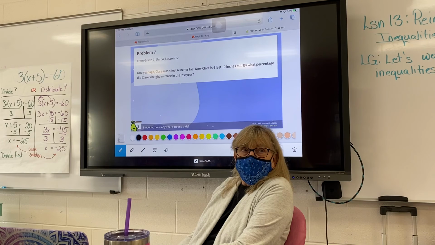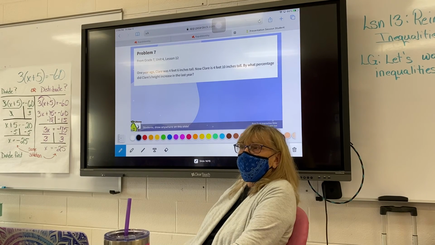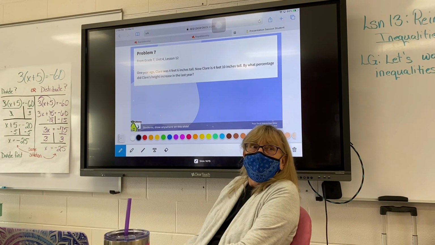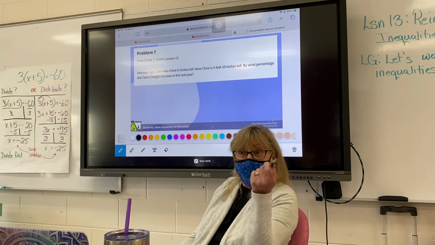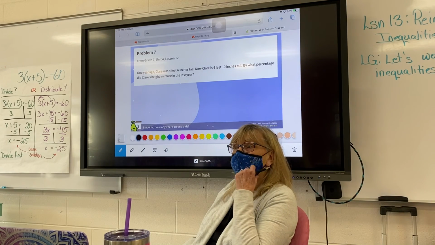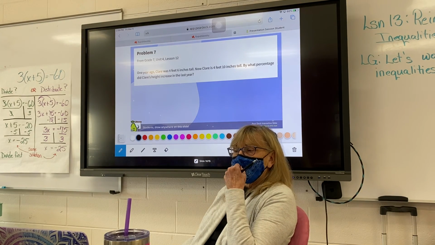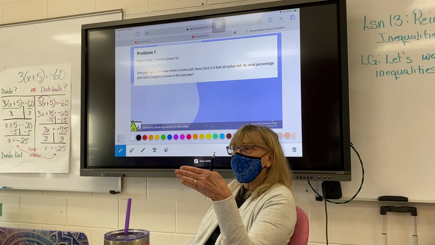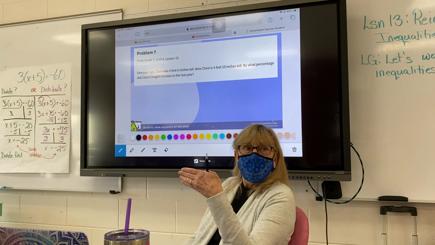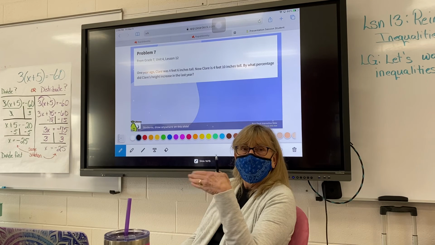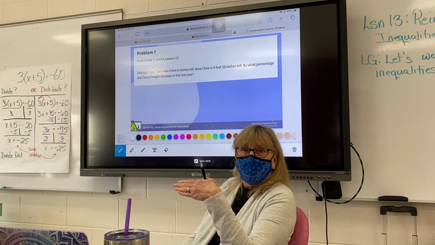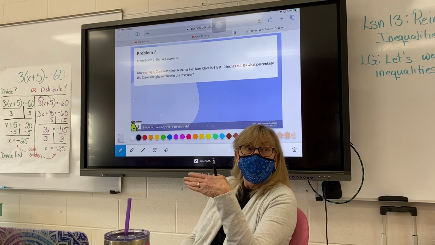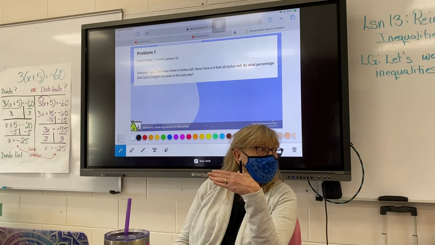Do we want to use a tape diagram? No. Do we want to use a percent of formula? Percent of change. Good, you recognized it as a percent of change. So we want to know how much the change is in relationship to what? The new height or the original height? The original. Everything is always based off of the original.